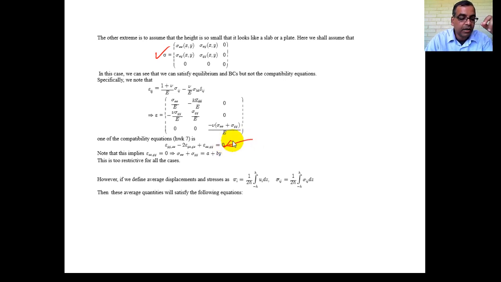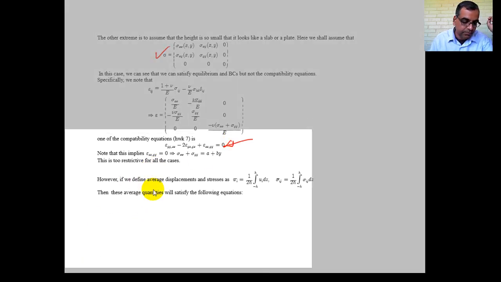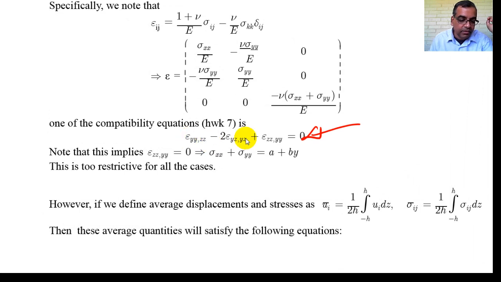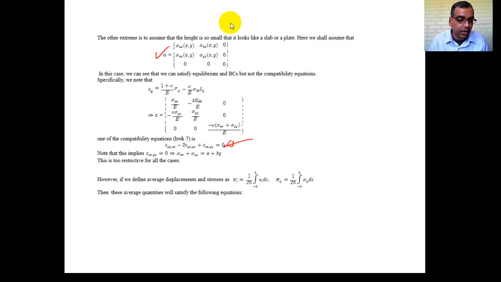One of the compatibility conditions is the one that I have listed here. I'll blow it up a little bit and you can see. This compatibility condition, epsilon yy comma zz minus 2 epsilon yz comma yz plus epsilon zz comma yy, cannot be met. The only way you can meet it is if sigma xx plus sigma yy is a plus by. It turns out too restrictive, you cannot do anything. So if you start this way, you're screwed. Nothing will work.